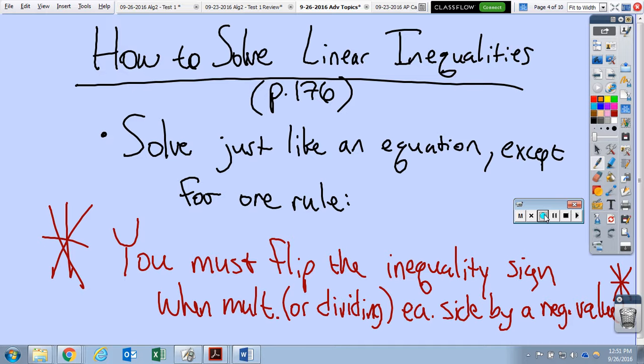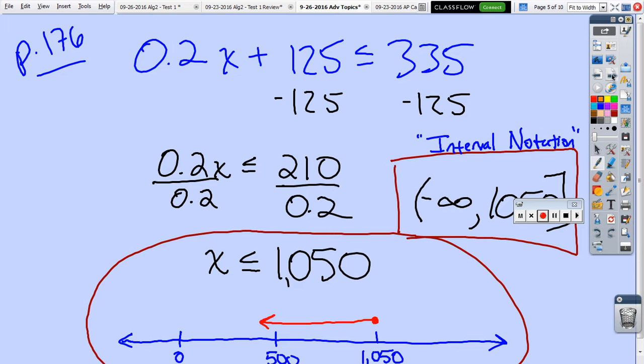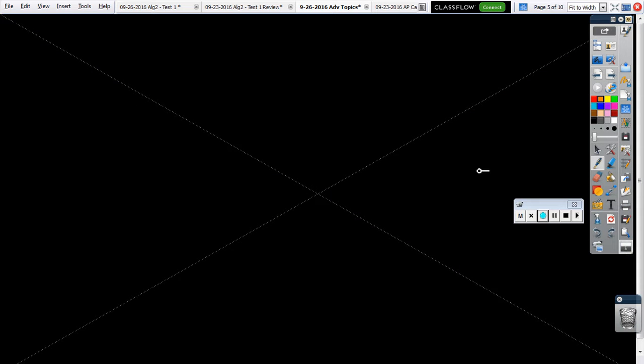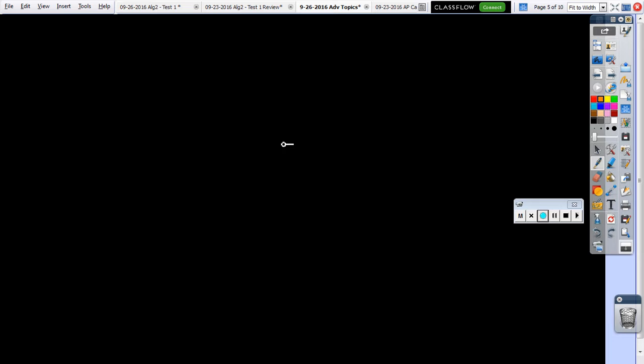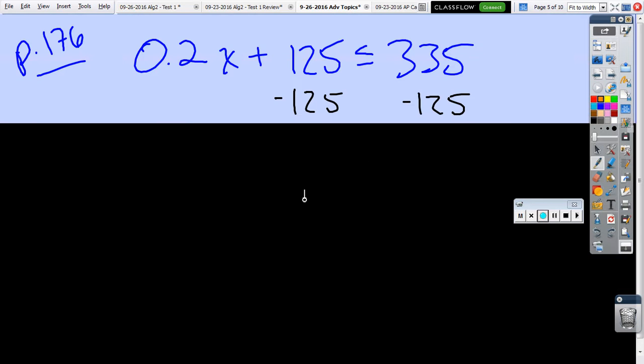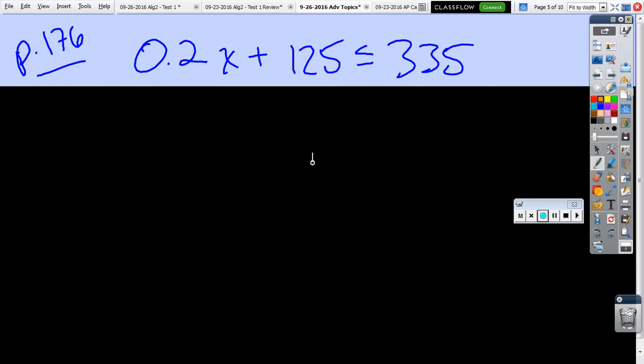So we're discussing on page 176 how to solve linear inequalities, section 1.7. This will be available to you at the end of the school day in PDF format on Blackboard and also the video. All right, so let's look at an example here. We have something like this: 0.2x plus 125 is less than or equal to 335.